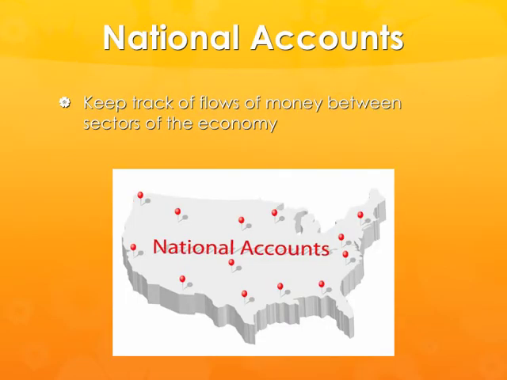Alright, we have a few terms here, so we're talking about basically how we measure how much is produced in an economy. So the next video we're going to get into gross domestic product, GDP. For now we're going to start off a little bit more basic than that. So we have something called national accounts. And what national accounts do is they keep track of flows of money between sectors of the economy. So basically what we're doing is we're trying to see where is money going, how is it being spent, who's it being spent by, what are they spending it on, and so that's what we have national accounts for, is that they do just that for us.